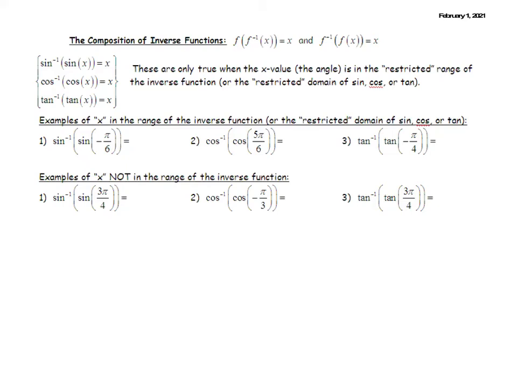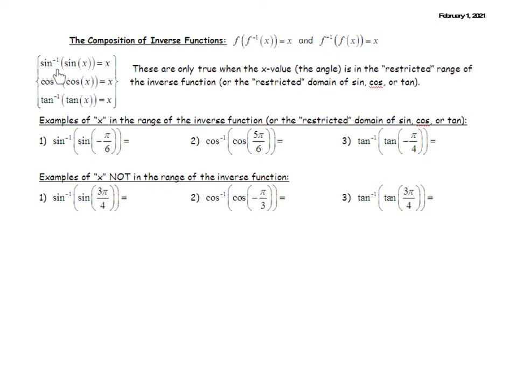Now let's take a look at the idea of the composition of inverse functions. We learned earlier this year that f of f inverse of x will equal x, and f inverse of f of x will equal x if the two functions are inverses of each other. This is the composition of two functions that are inverses of each other, and the result will always be x.